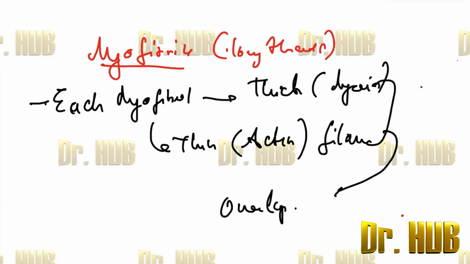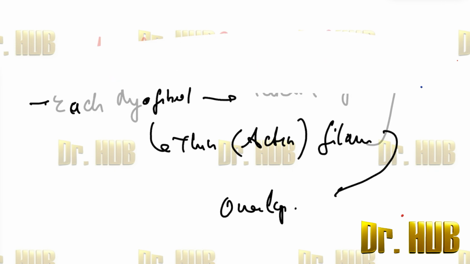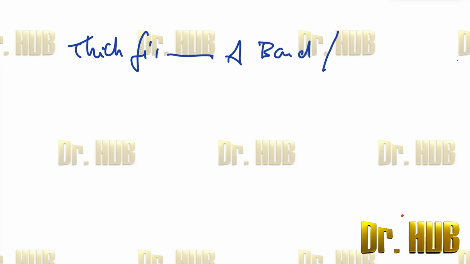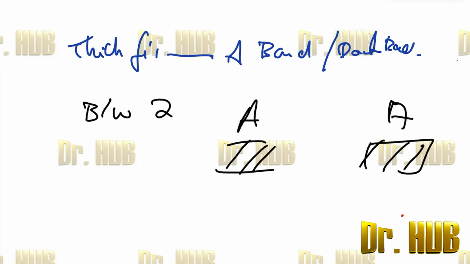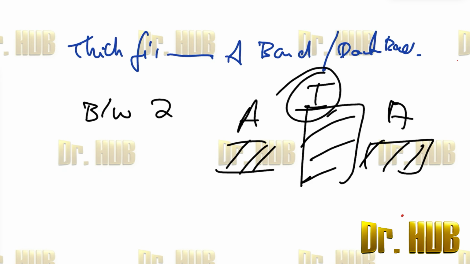The portion of the myofibril which contains the thick filament is known as the A band or the dark band. And the portion of the myofibril between two A bands is known as the I band. So between two A's, we have the I.